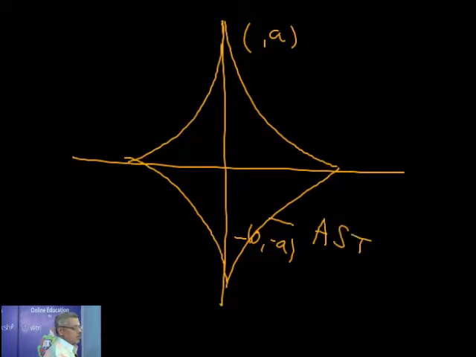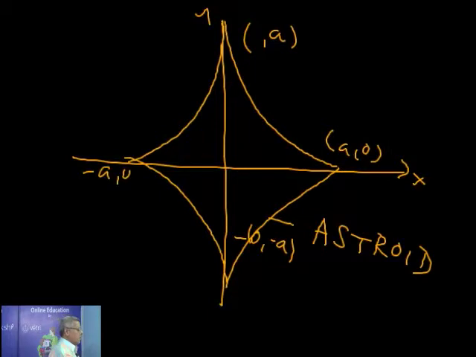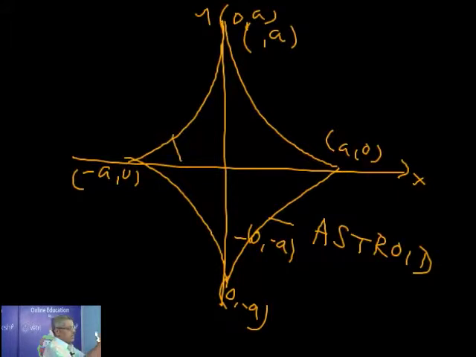This asteroid is symmetrical about x-axis and y-axis. And just now we have seen it cuts x-axis at a,0 and minus a,0. It cuts y-axis at 0,a and 0,minus a. Now once you know the tracing of the curve, we are rotating this asteroid. We can rotate area above the x-axis or area below the x-axis. Ultimately, by rotating, you get the same solid.